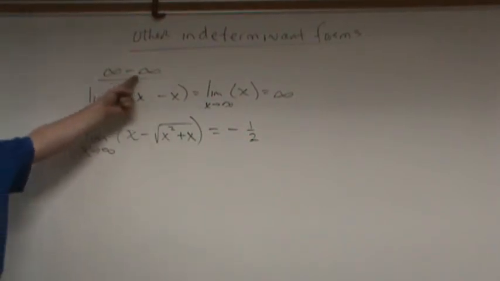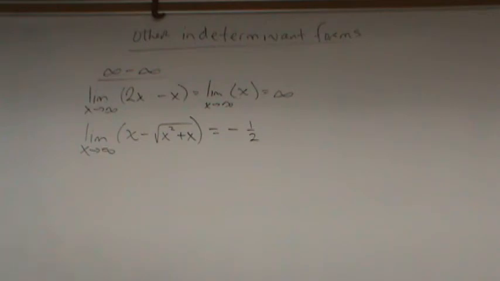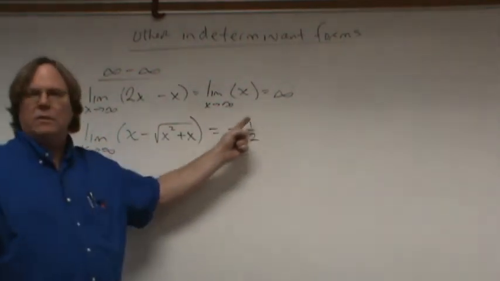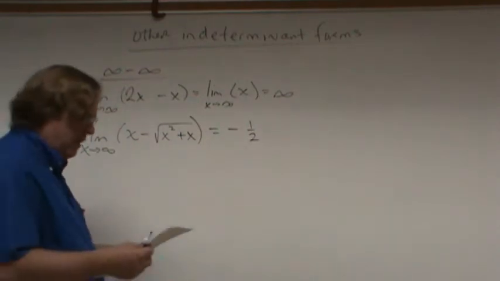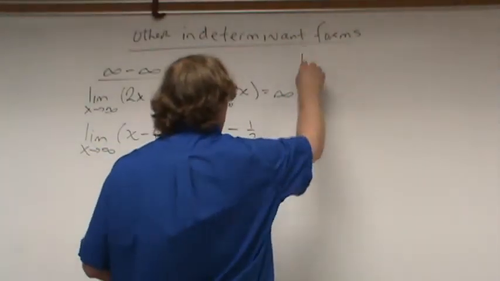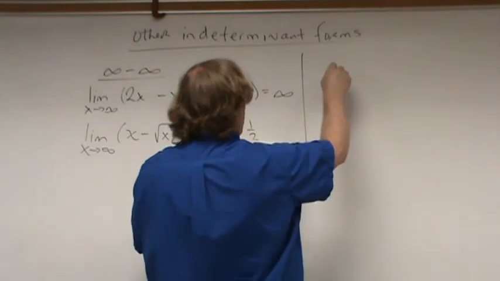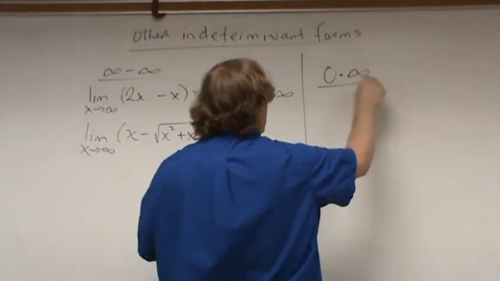When someone asks me, what's infinity minus infinity? The answer is, hey, it depends. It depends how big your infinities are. That's one indeterminate form. There's another indeterminate form, 0 times infinity.